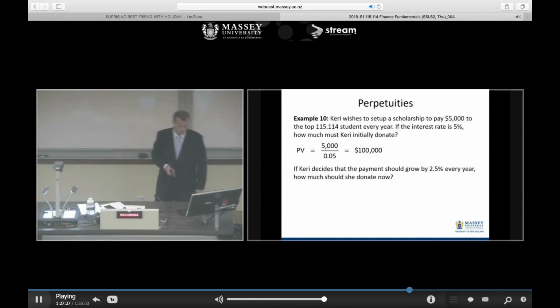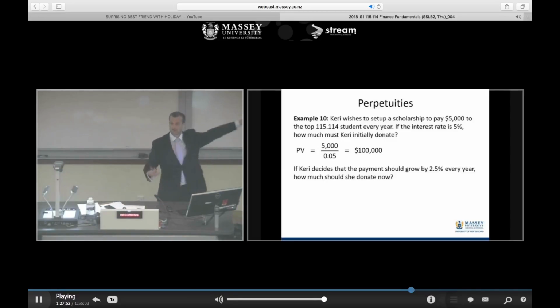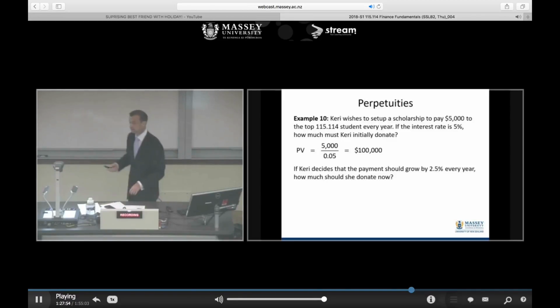If Kerry decides that the payment should grow by 2.5% every year, how much should she donate now? See, the thing is, $5,000 now sounds like quite a lot of money, but in 100 years' time, $5,000 is probably not going to be very much because of inflation. So she's like, actually, I want to make sure that my name attached to the scholarship is still a worthy amount long after I'm disappeared.